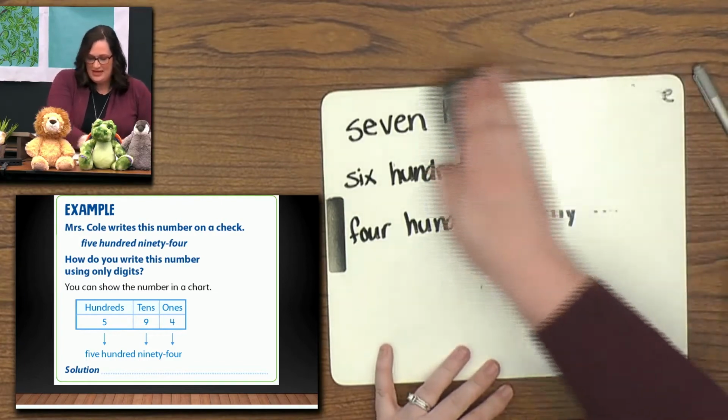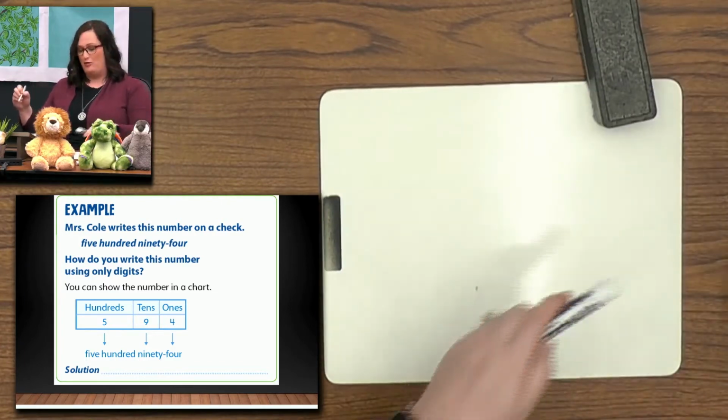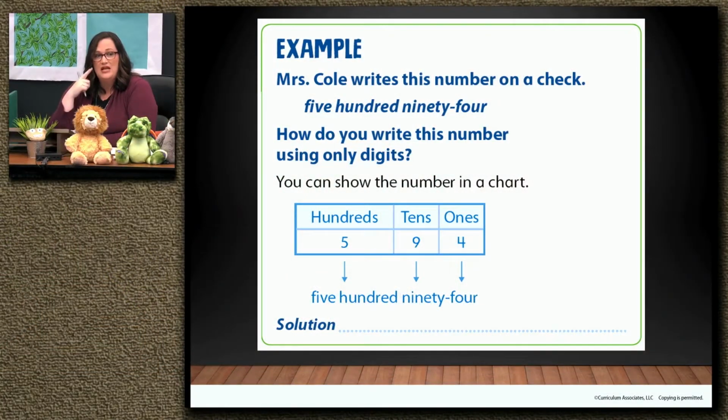So let's take a look at this example. We're going to do just the PowerPoint slide, Mr. Kevin. It says, Mr. Cole writes this number on a check, 594. How do you write this number using only digits? So if you're writing a check, which we don't do as much of anymore, but you still might do it, you have to write the value of the amount you wrote in words. So it's important to know the words. So 594, what number is that? Write that number on your whiteboard.